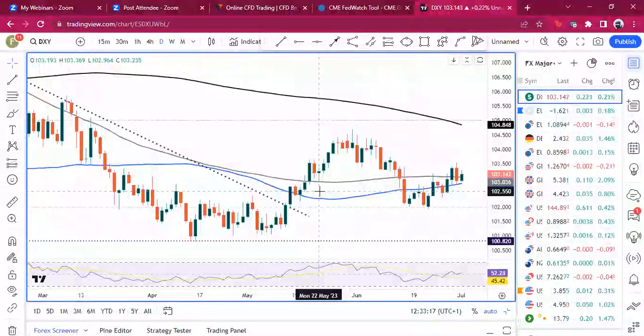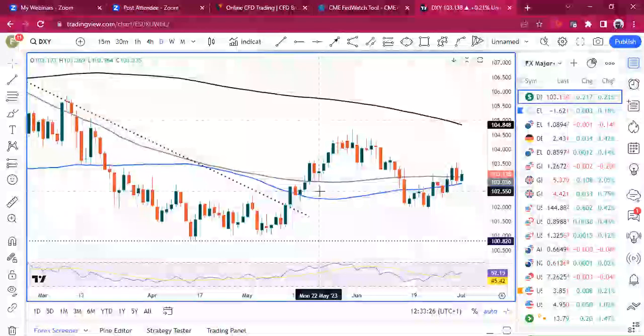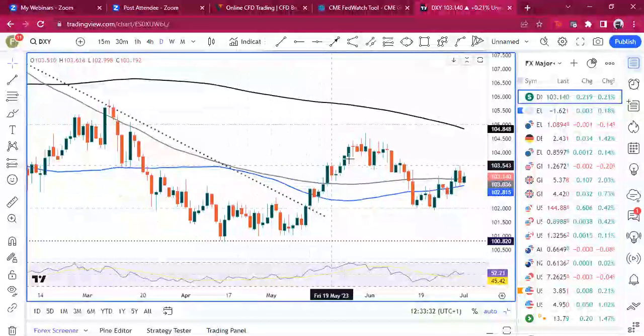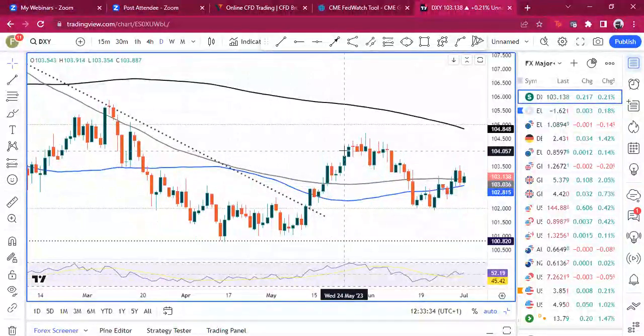We've touched on Lagarde basically stressing that the bank is data dependent. The base case, if it still stands going forward, is that the ECB will likely hike again in July, and then September will be data dependent. This is a DXY chart.